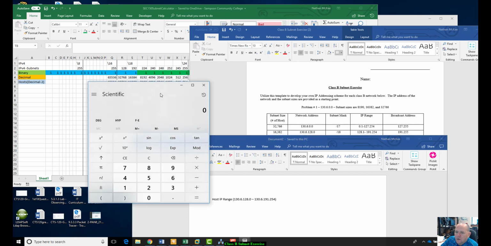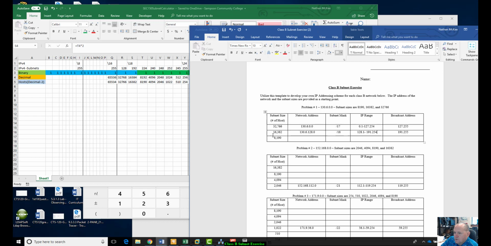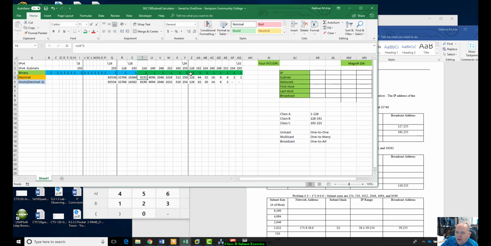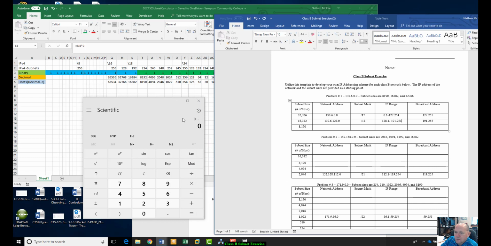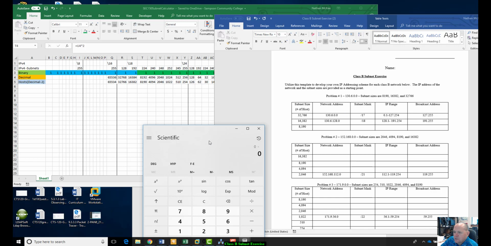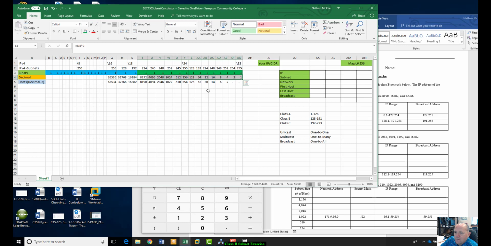We know our total number of addresses is going to be 16,384. 16,382 is the number of addresses, plus network and broadcast address, makes 16,384. We take 16,384 and then divide that by the magic number of 256, because we have 256 slots per octet: 256 here, 256 here, and so on.